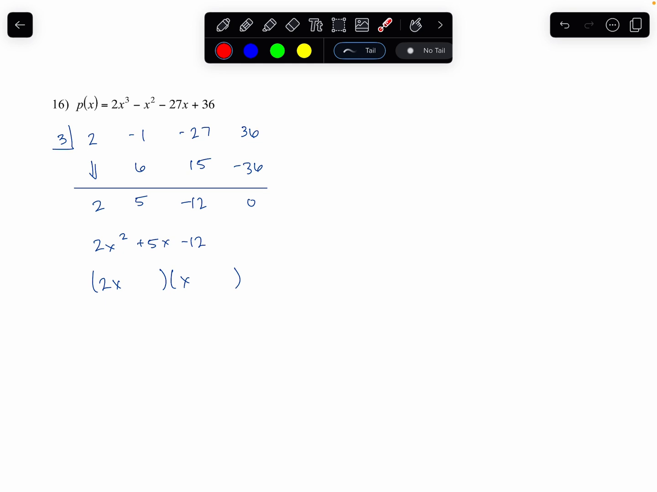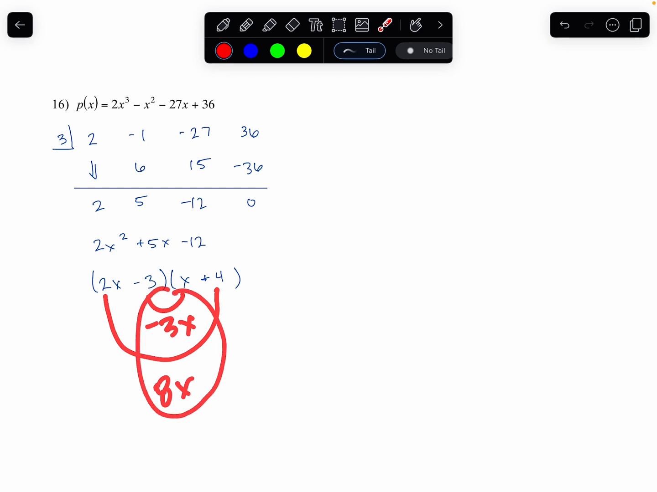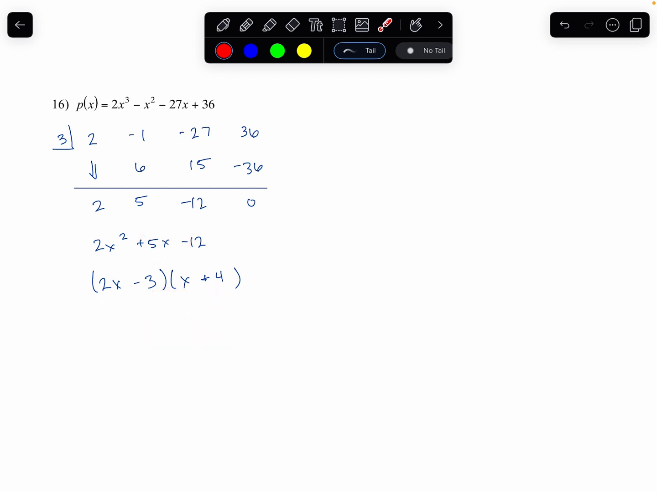So, negative 12. Also 2 times 4. 4 and 3. 2 times 4. That would work. So if this right here was plus 4 and minus 3, because that multiplies to be negative 12. These two multiply to be 8x, but this adds to be negative 3x, and those combine to be 5x. So yeah, that works. Perfect.